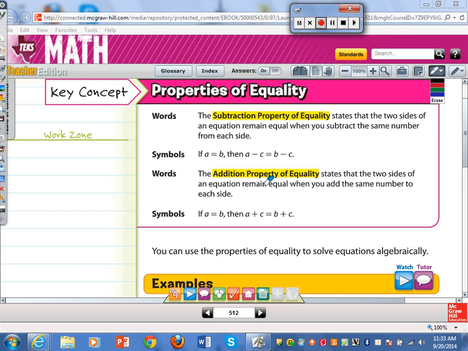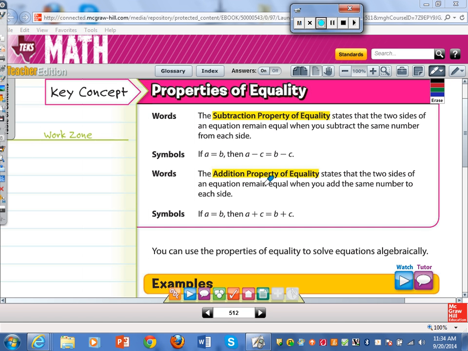Hello students, today I'm going to teach you how to solve one-step equations using the subtraction, addition, multiplication, and division properties of equality. When you solve one-step equations, you're solving for the variable. That means you have to isolate the variable so it's by itself on one side.